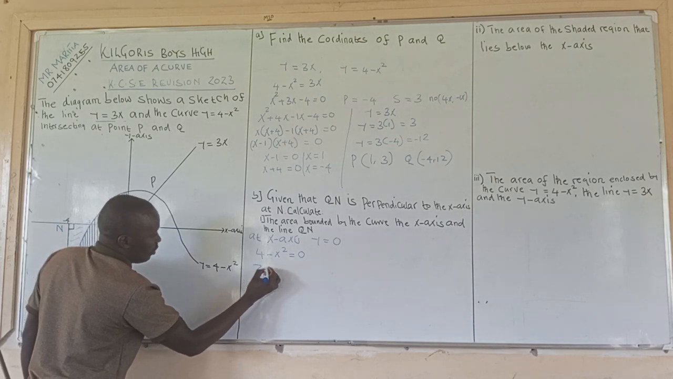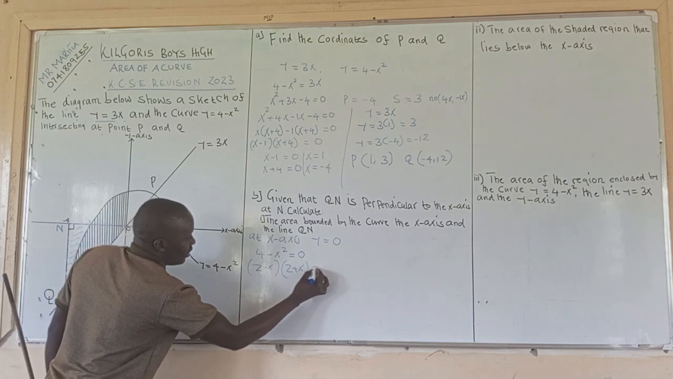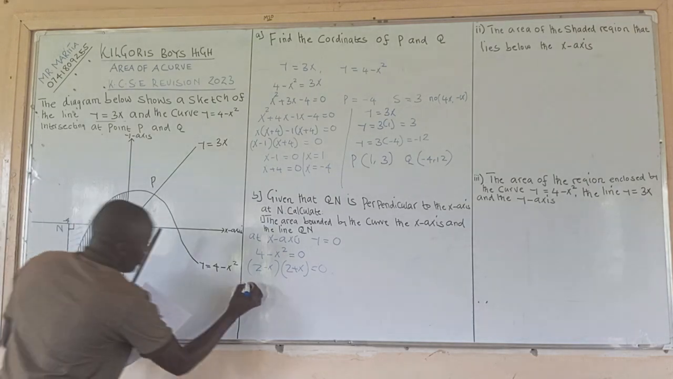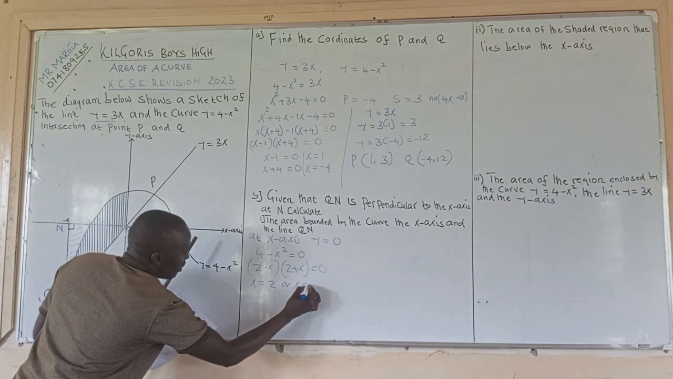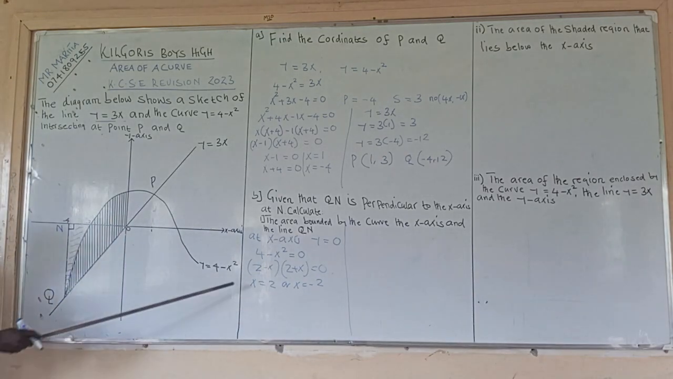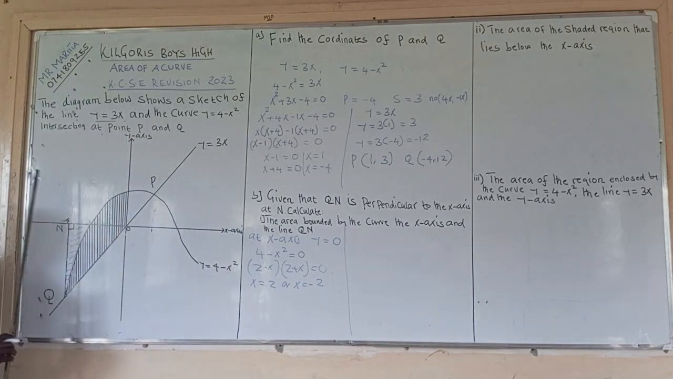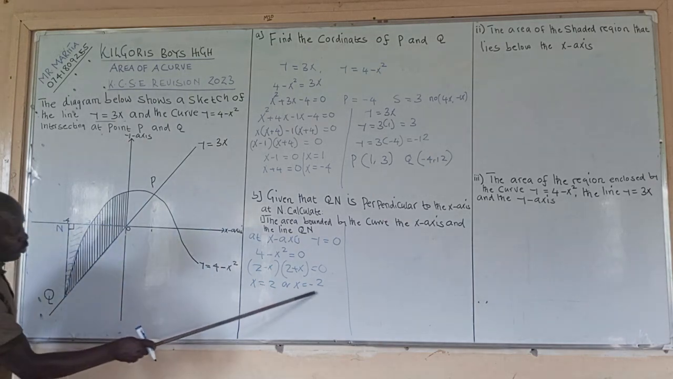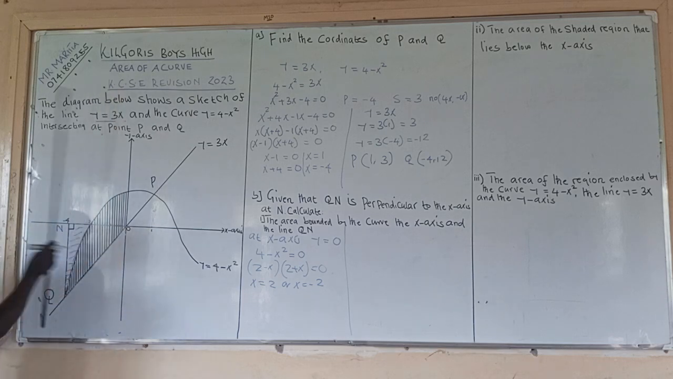So we have 2 minus x, then 2 plus x, and this is equal to 0. So from there, the value of x is equal to 2, or the value of x is equal to negative 2. x equal to positive 2 is on the right hand side of 0, and x equal to negative 2 is on the left hand side of 0.